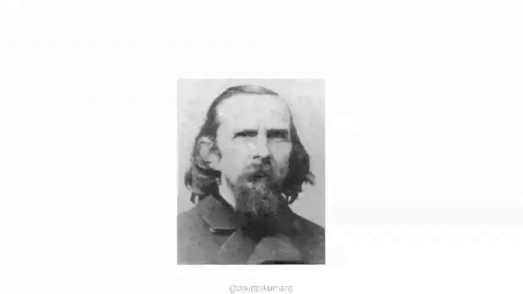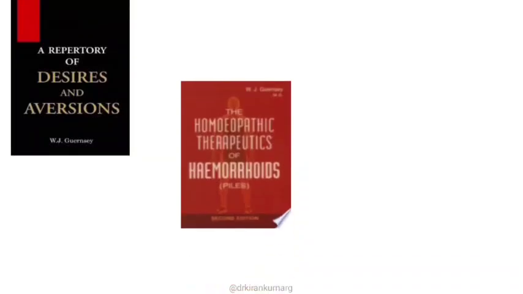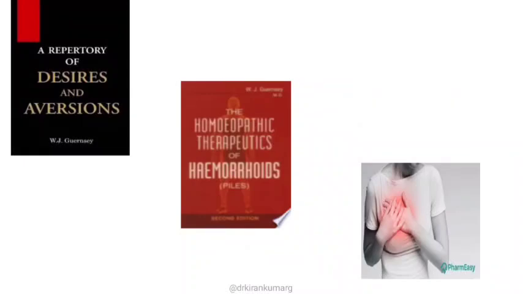He contributed in the repertory field by publishing three major books. The first one is the repertory of desires and aversions, published by Guernsey. The next one is the repertory of hemorrhoids, again published by Guernsey. And there is also the repertory of mastitis, again published by Guernsey. All three repertories are called regional repertories, where they relate to some part of the body or some part of the disease. This is what we call a regional repertory.